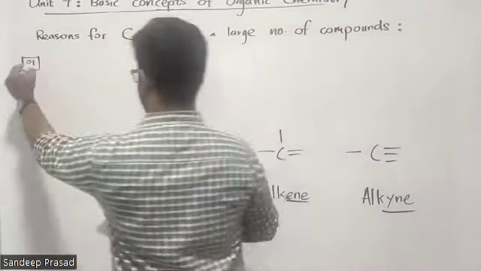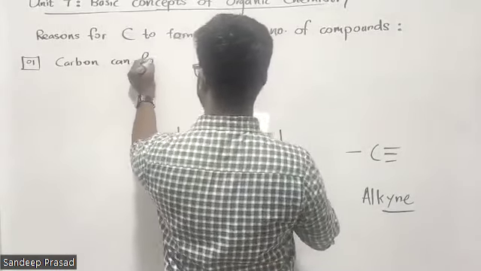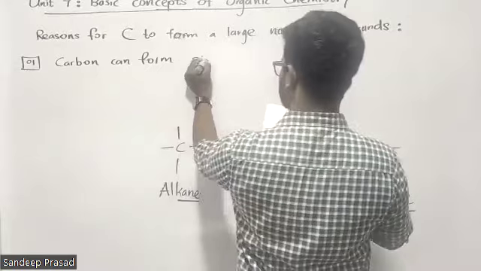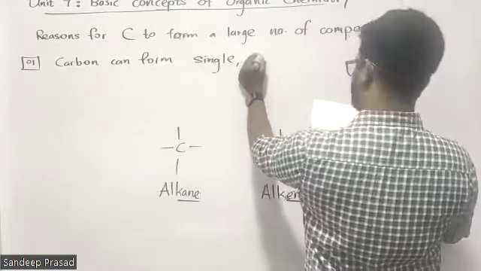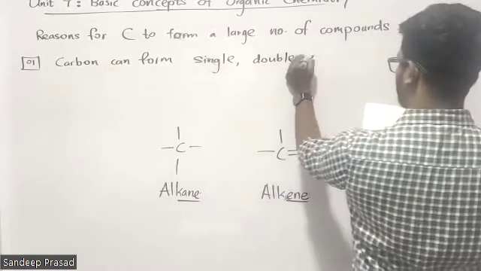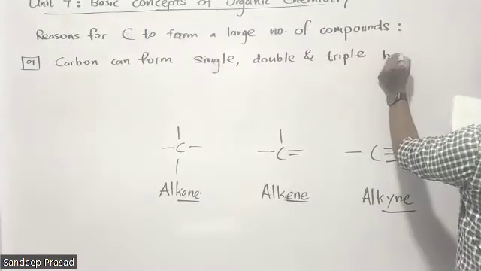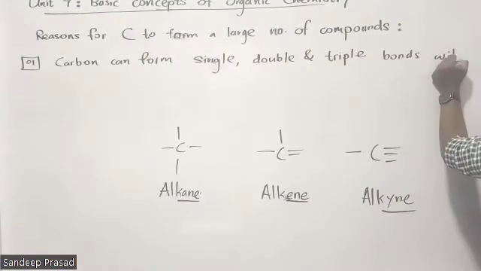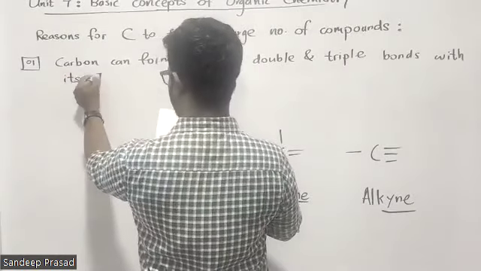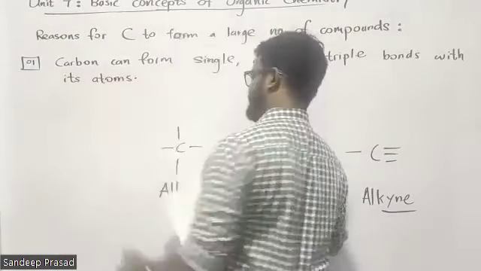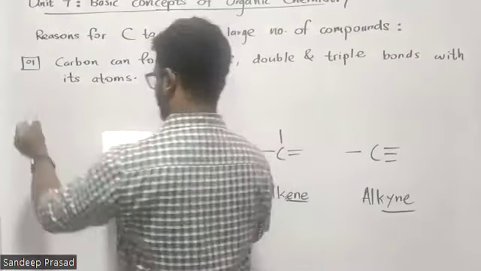So let me write down this one here. In the tutorial they have given, carbon can form single, double, and triple bonds with its atoms. So this is the main reason that they have. So what is the second reason, right?